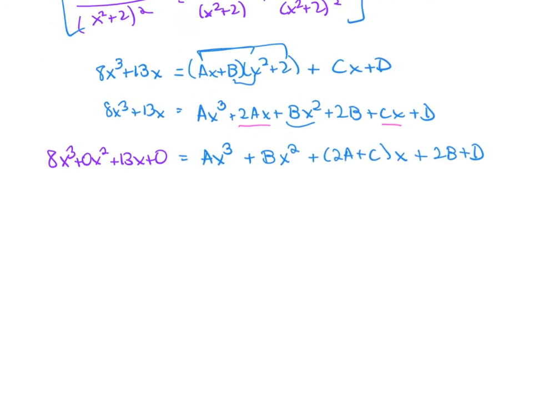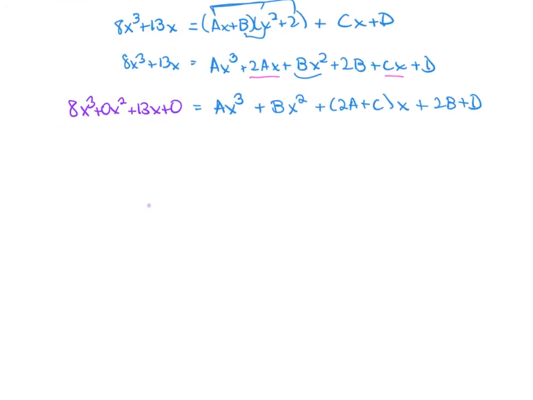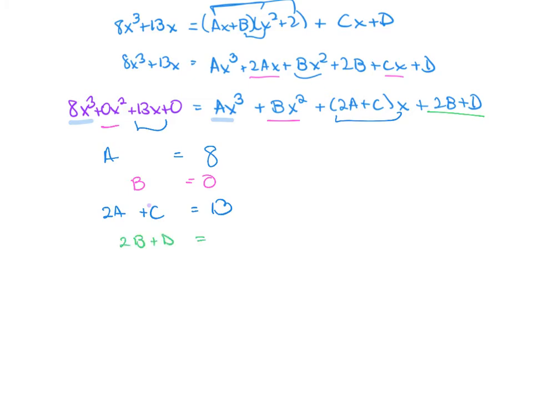So now let's write our system. We're going to write our cubes together here. Let's do a equals 8, and then for x squared, we have b equals 0. Then we have our x here, so 2a plus c equals 13. And then we have our constants, 2b plus d equals 0.